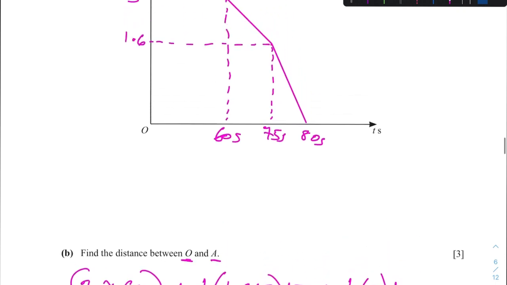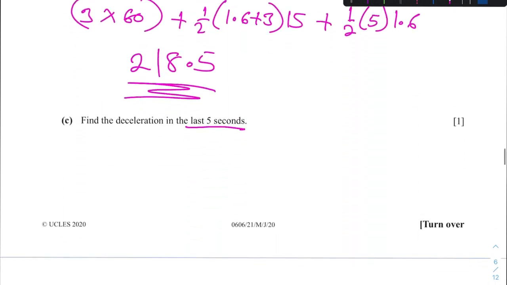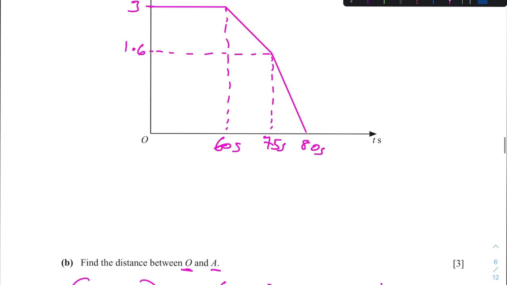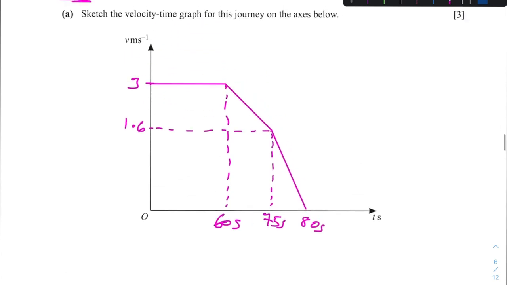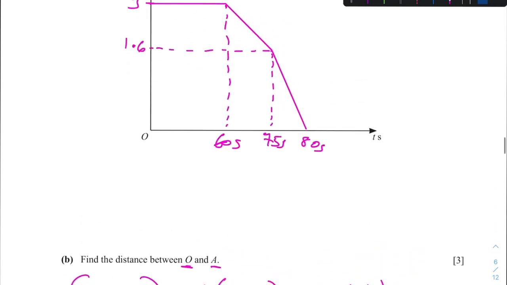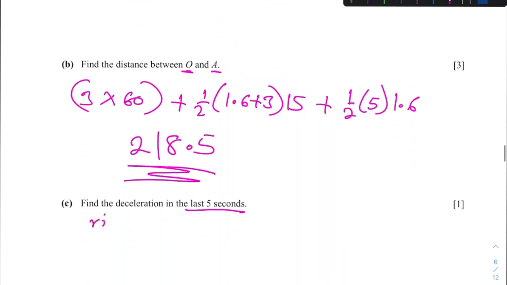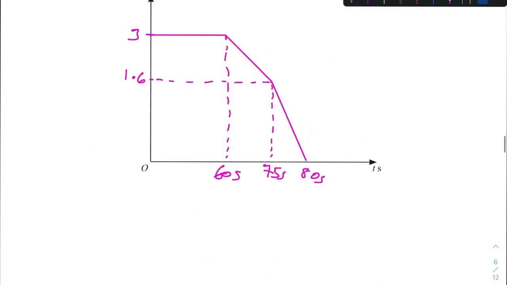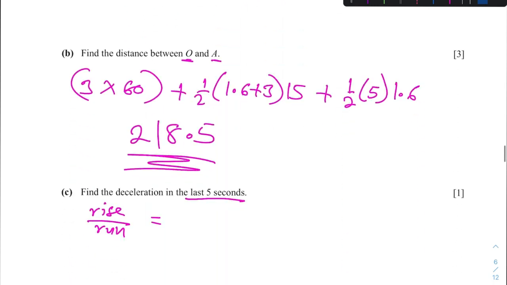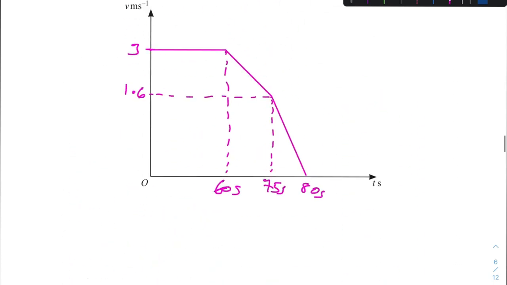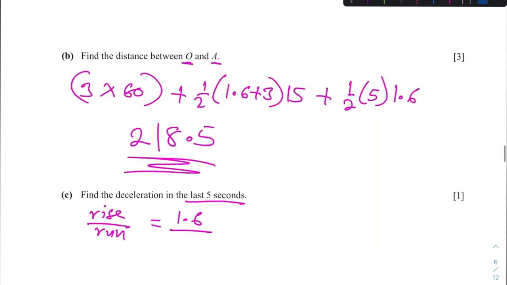All right. Find the deceleration in the last 5 seconds. So deceleration in the last 5 seconds. Okay, how do you do that? Well, this is a velocity time graph, so the gradient is the deceleration that we are talking about, and gradient is rise over run. They said the last 5 seconds. The rise is this part, and that is your 1.6. And then the run is this part, and that is your 5.